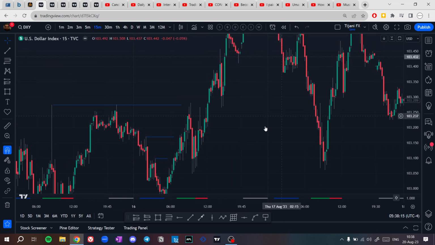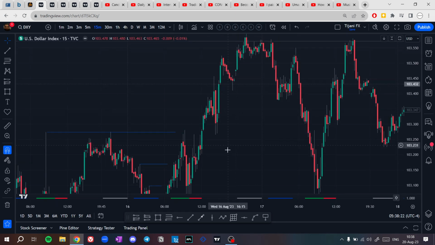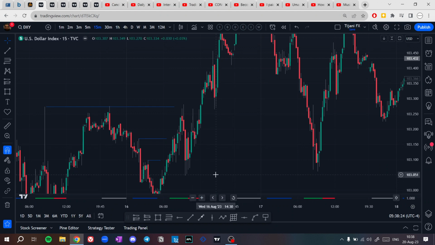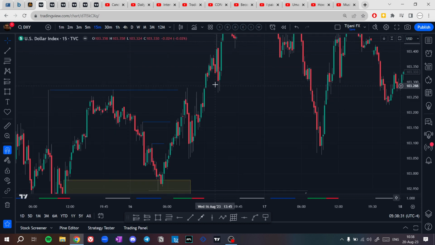If you miss the entry, I'm not going to say you could enter here to look for a continuation, because the time was not right. It was outside kill zone, and during this time I'm not trading, so this is not my entry. Maybe it is yours, but it's not mine.